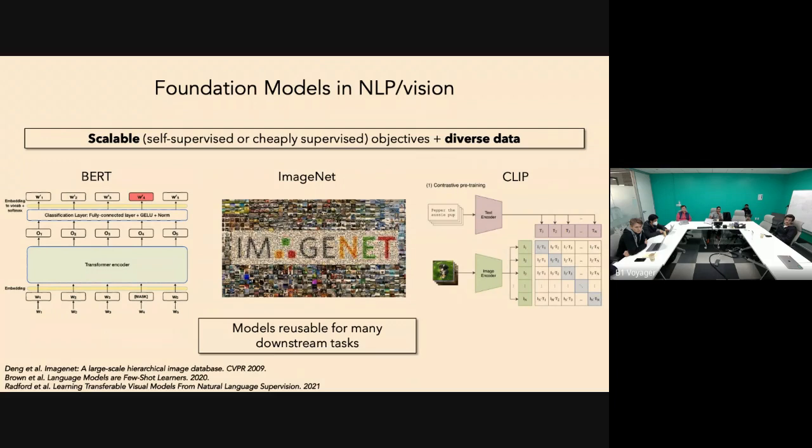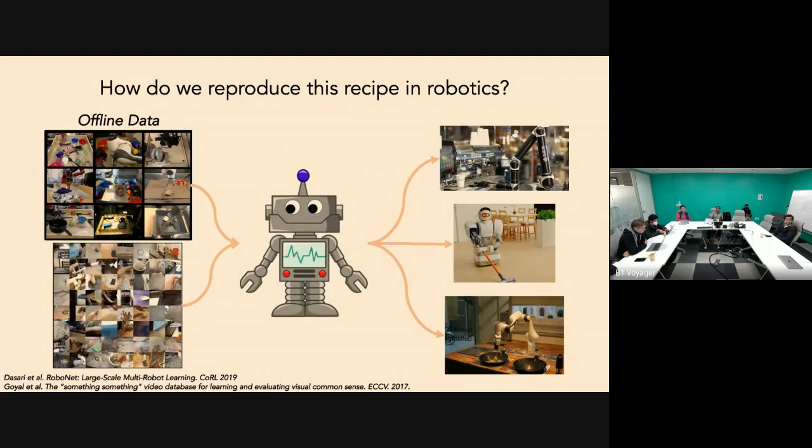Now, the goal of my research at its core is: how do we reproduce this recipe in robotics, specifically in the context of robotic manipulation? How can we have a robot learning agent that can consume a really large and diverse set of offline data, whether that comes from robots or from humans, and design algorithms that can act like a data sponge, consume all of this data, and output a policy that can do many tasks in many environments?